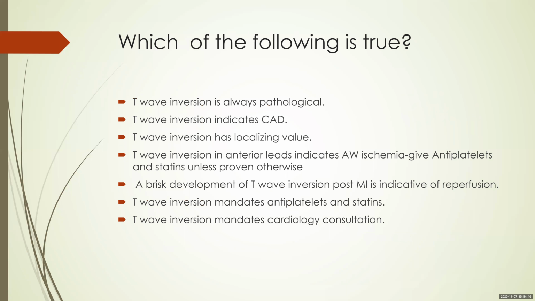So which of the following is true? T-wave inversion is always pathological. It is false. You can have normal variants. T-wave inversion indicates CAD. That is true. It can indicate it if you have an appropriate clinical background, but it is not equal to CAD. T-wave inversion has localizing value. It is wrong, it's false. T-wave inversion in anterior leads indicates anterior wall ischemia, so give antiplatelets and statins unless proven otherwise. It is false. It can be seen even in normal variants and non-cardiac conditions.